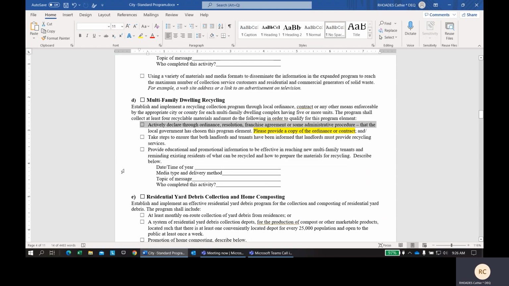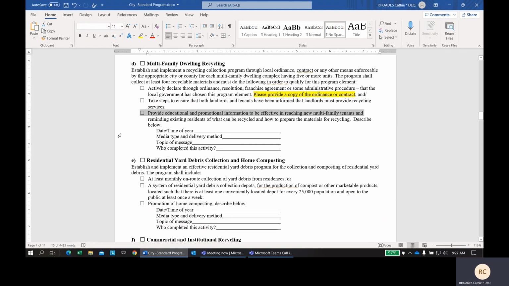You are required to actively declare through an ordinance, resolution, franchise agreement, or other administrative process that you have chosen to implement multifamily recycling. We would like you to provide a copy of that ordinance with your report. Next, you need to take steps to ensure that both landlords and tenants have been informed that landlords must provide recycling services. And lastly, you also need to provide educational information so the tenants that live there know how to recycle and what to recycle.